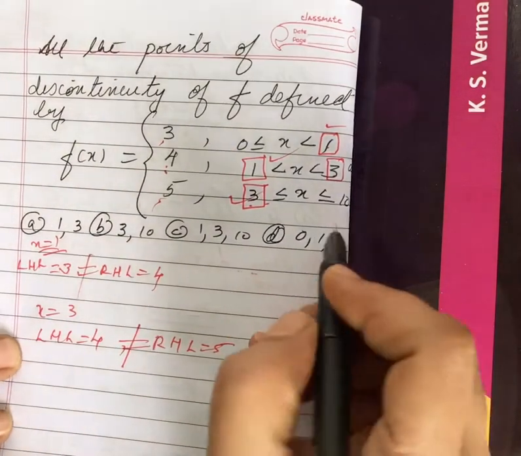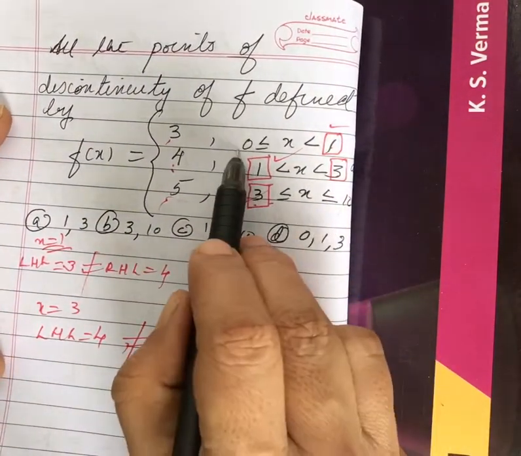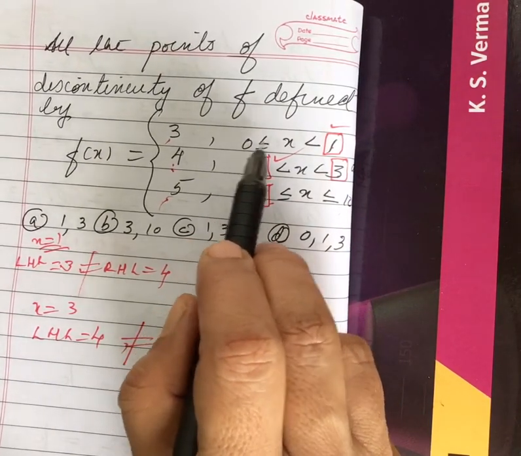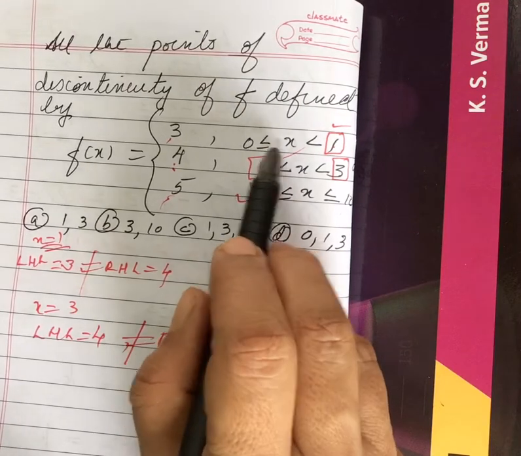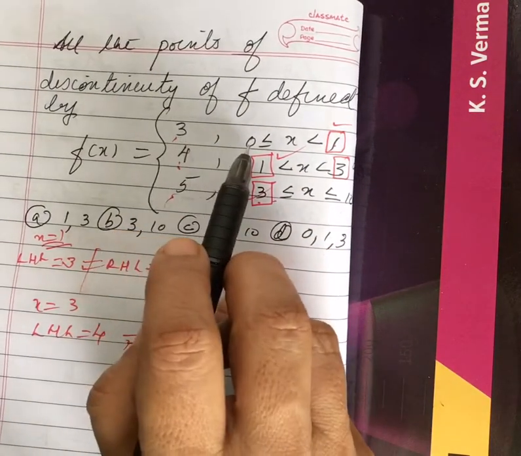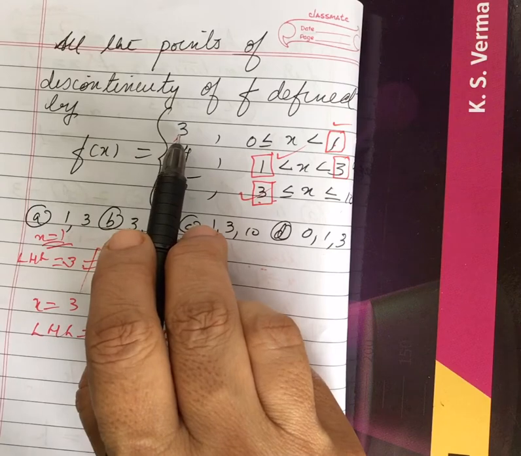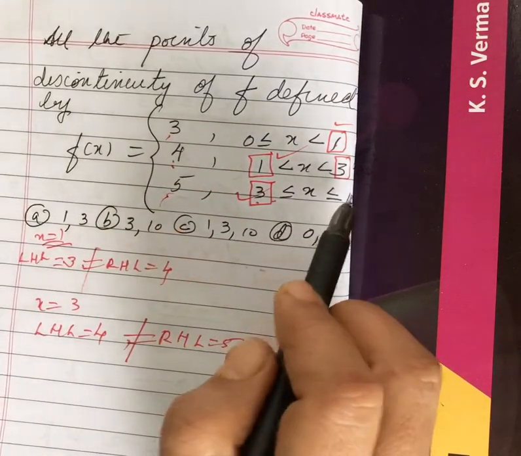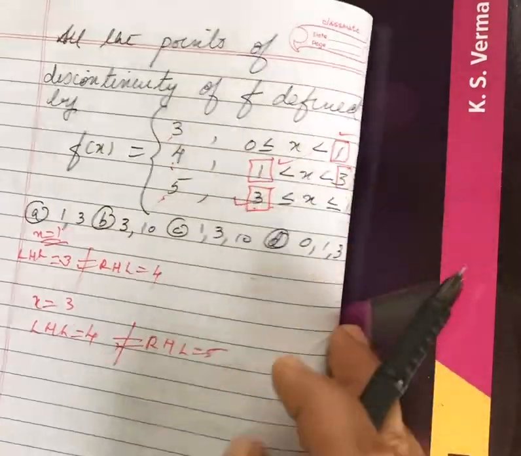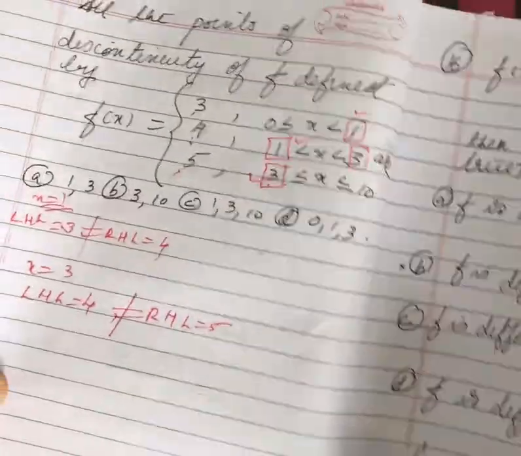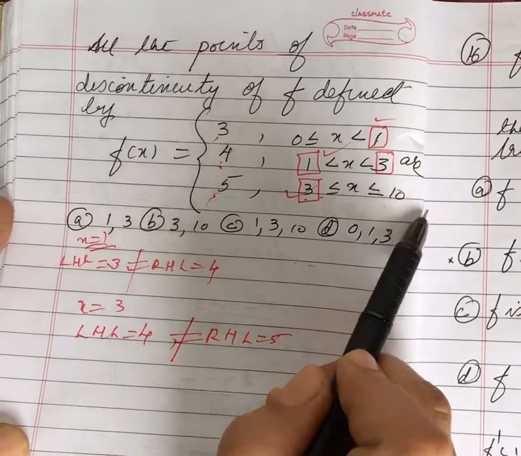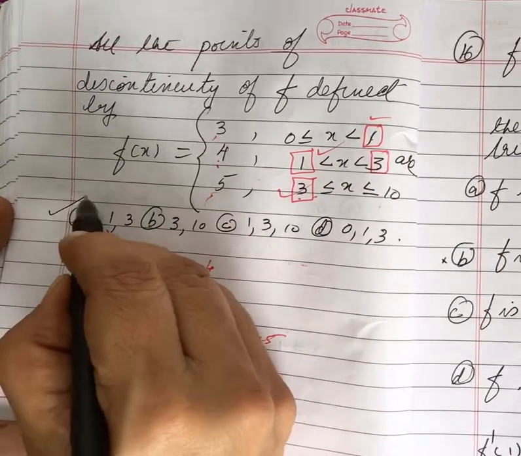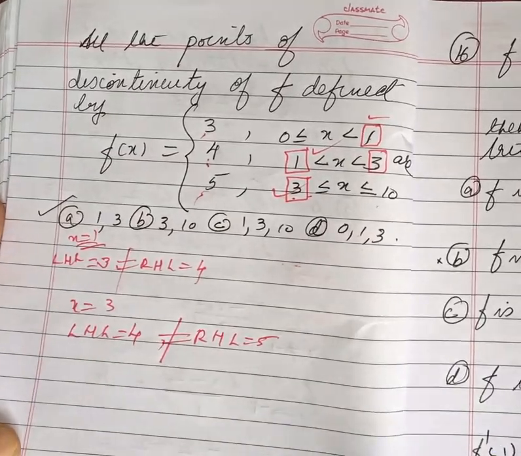So there are 2 points, because 10 and 0 are not coming, as there is no left hand limit here. Continuity itself is defined by the right hand limit and the function value. So the right hand limit is 3 and the function value at x equal to 0 is also 3, so the function will be continuous at 0. Similarly, the function is continuous at 10 also. So only 2 points are there, 1 and 3. So 1 and 3 are the points of discontinuity.